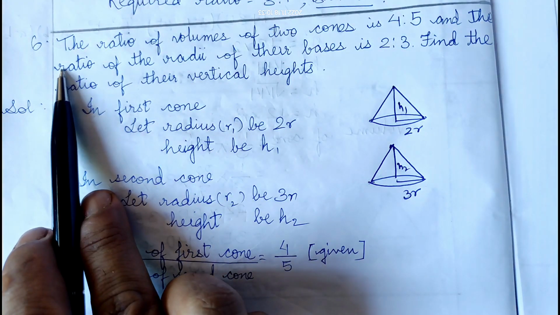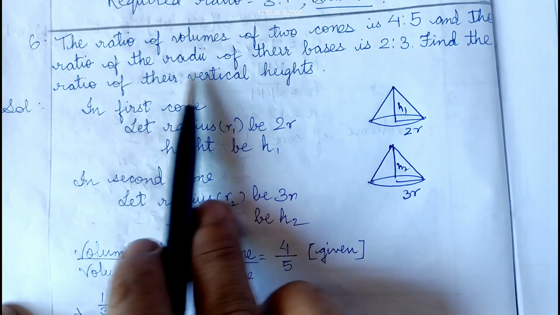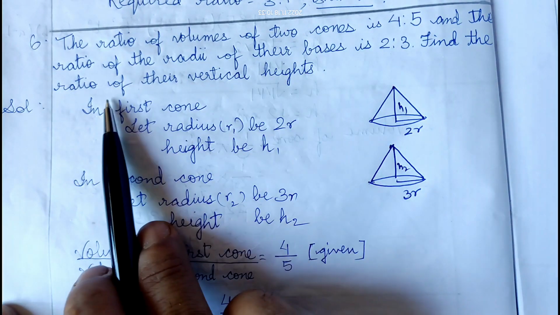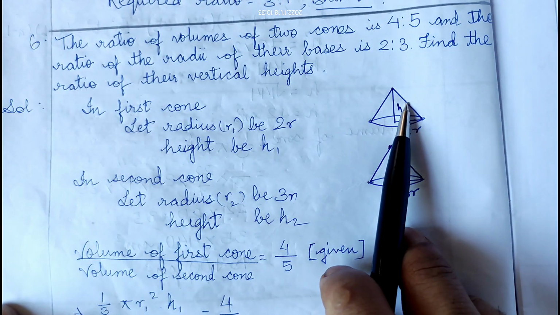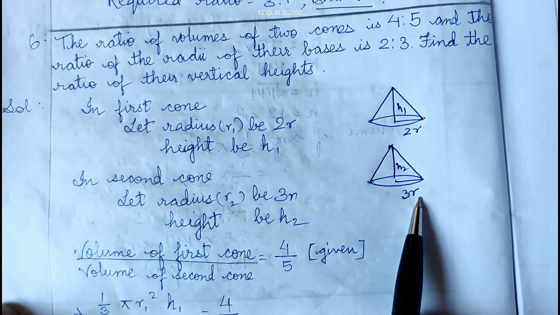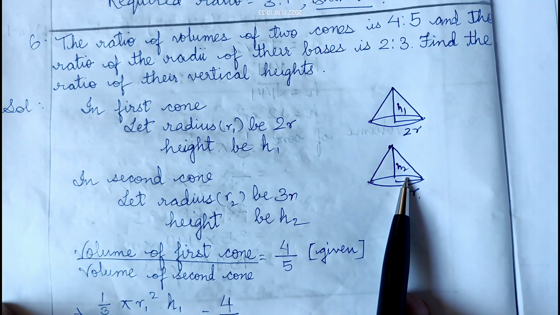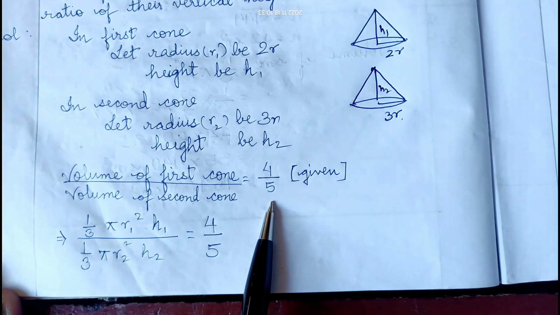In question number 6, it is given the ratio of volumes of two cones is 4:5 and the ratio of the radii of their bases is 2:3. Find the ratio of their vertical heights. Suppose for the first cone, we can consider radius to be 2r, and for the second cone, let it be 3r. Height of the first cone be h1 and second cone be h2. Now in the question, it is given that volume of the first cone by volume of the second cone is 4 by 5.